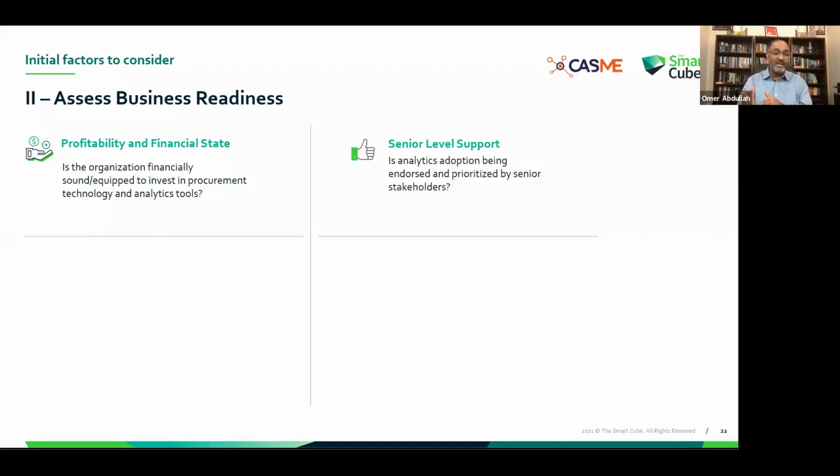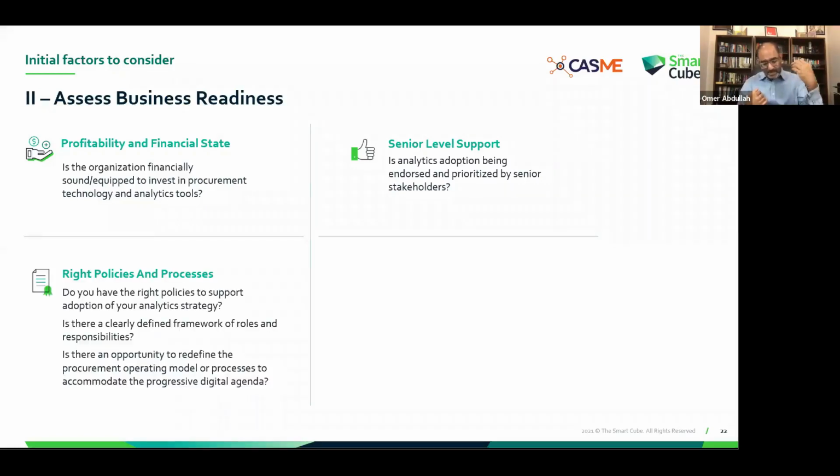Is that adoption of analytics being endorsed and prioritized by your senior stakeholders? If it is not, I will say that is a red flag. That's a fundamental problem. If it's not being accepted at the senior level, that's a fundamental problem, because these issues have to be factored into the KPIs. They have to be part of C-suite discussions. You have to have visibility to dashboards, et cetera. Fundamental requirement, right?